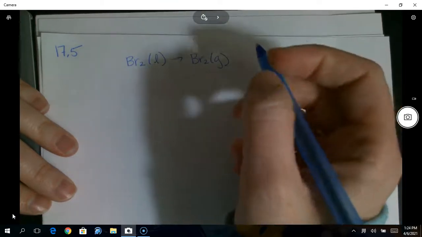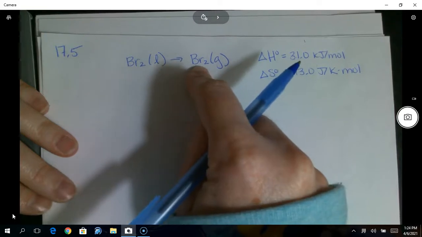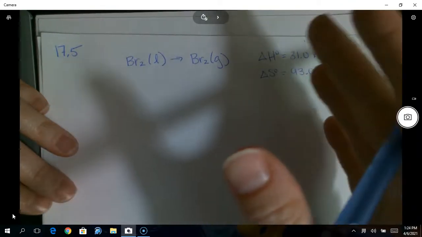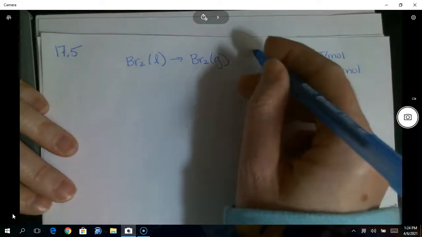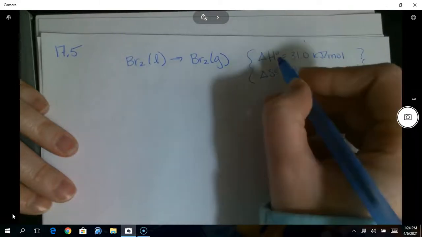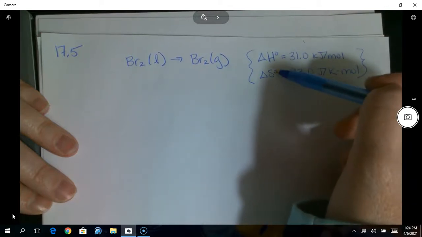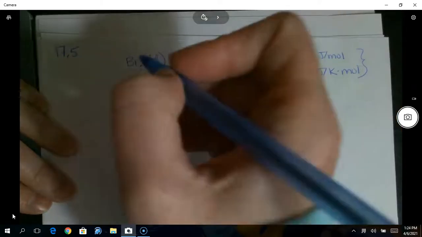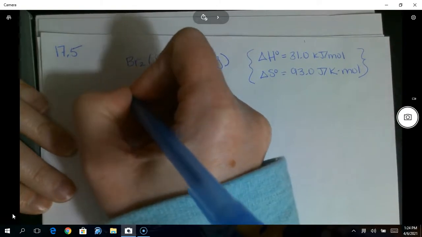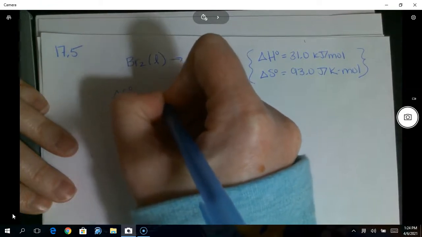In question 17.5, it's asking when is liquid bromine going to spontaneously turn to gaseous bromine, right? So spontaneous means it's just going to happen. You don't have to do anything to make it happen. We know that it's happening at 1 atm, and we've got our delta H and delta S. These are standardized, right? That's what you see here. So to evaluate if something's going to happen spontaneously, you want to look at this thing called Gibbs free energy. And this is the energy available to do a reaction.